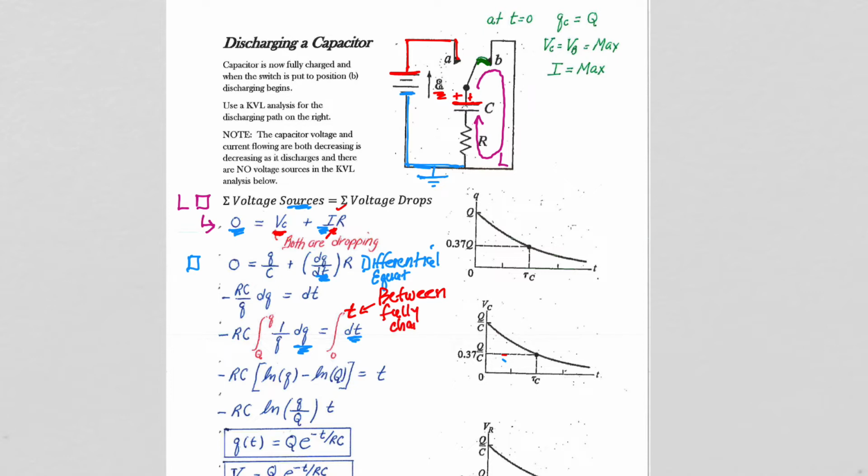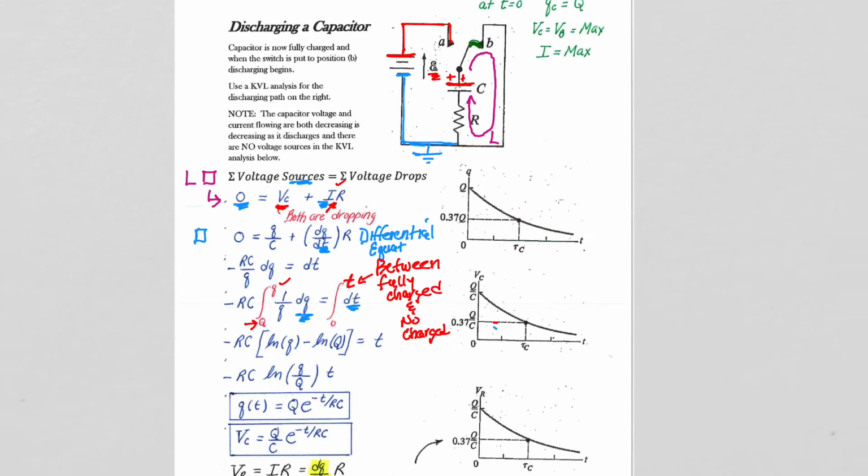fully charged and no charge, fully discharged. And we go from capital Q, fully charged, to any little q that is between fully charged and no charge. And we can see that we get a 1 on q dq, natural log of q, final minus initial, natural log of little q minus natural log of capital Q. So natural log of A minus natural log of B is natural log of A on B, and we are done.